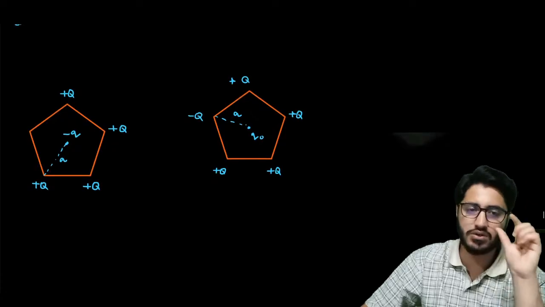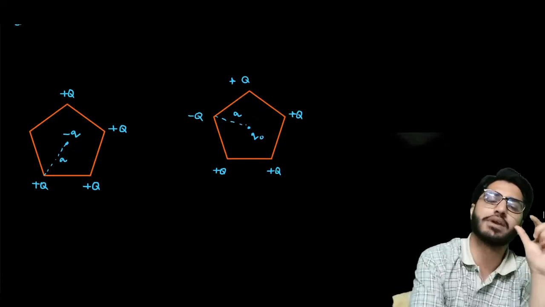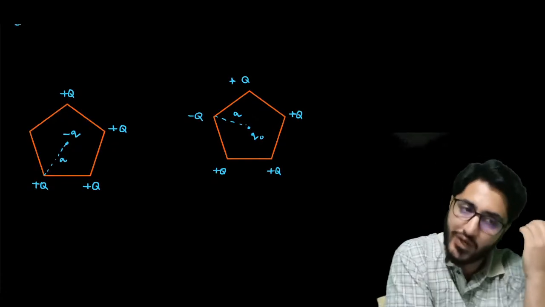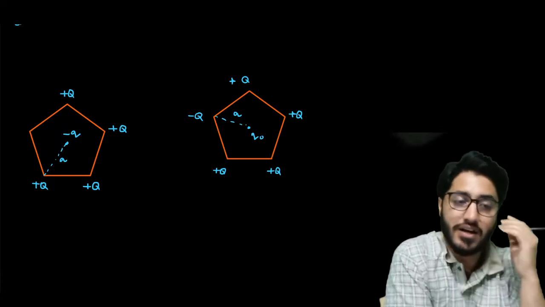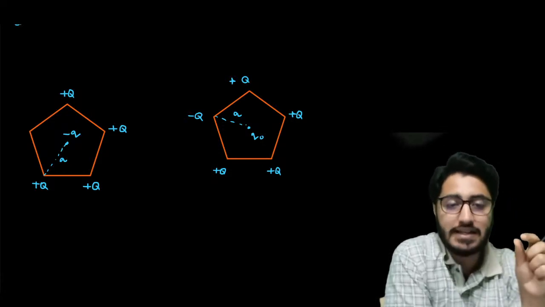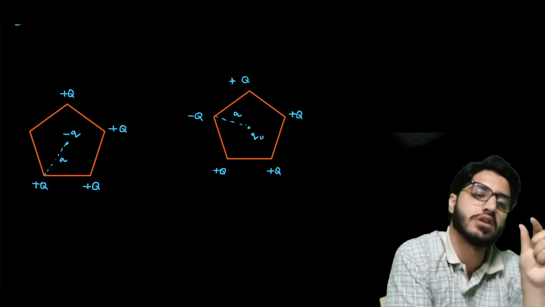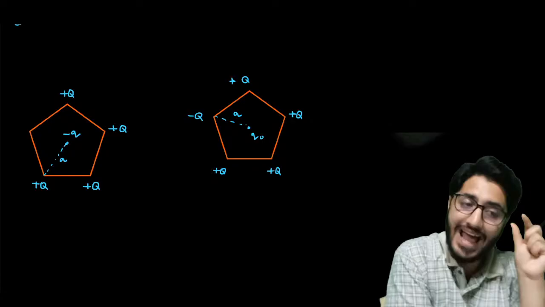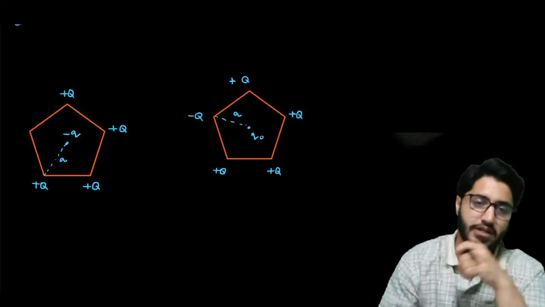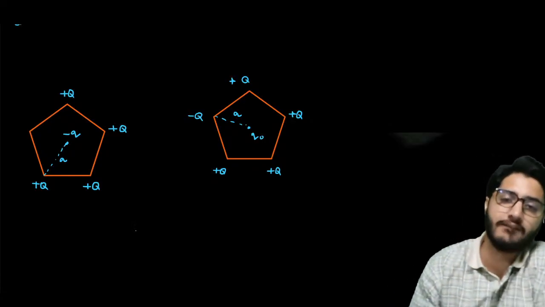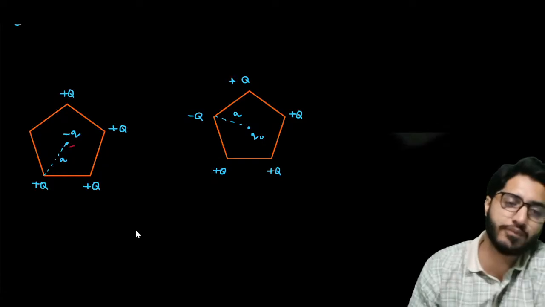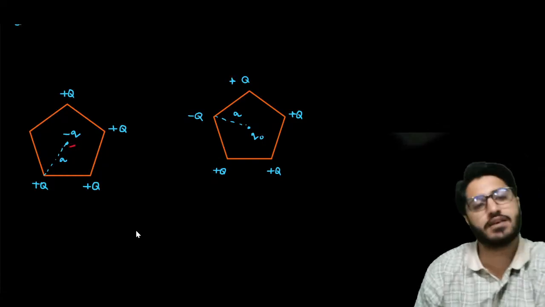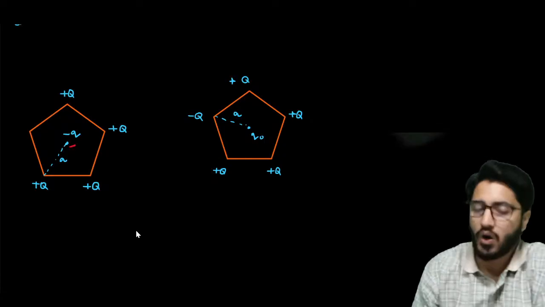Yeah, these two figures represent regular polygons. Yes, these are regular polygons. Now you need to find the net force on the particle which is situated at the center. That means we have to find the net force on this particular particle. How can we do it now?